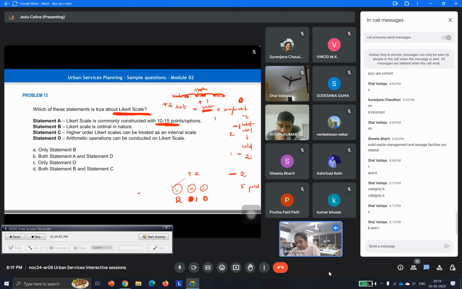Now the question asks, first one, Likert scale is commonly constructed with 10 to 15 points or options. Is that a correct statement? No, it is only 1 to 5. Okay. Anybody else? Any difference of opinion? Is it only 1 to 5? Is it only 1 to 7? Like anything like that? Okay. So this is a wrong statement because it said that it's constructed with 10 to 15 points.